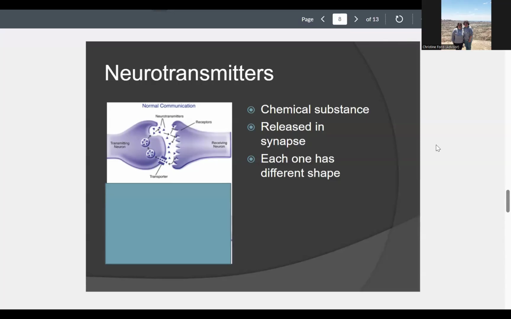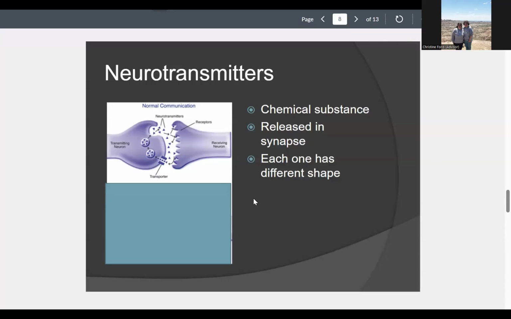Neurotransmitters are the chemical substance that's released into the synapse. A synapse is a fluid-filled gap between two neurons. We're going to call these neurons the transmitting neuron and the receiving neuron. The fluid-filled gap is where the neurotransmitter is released.